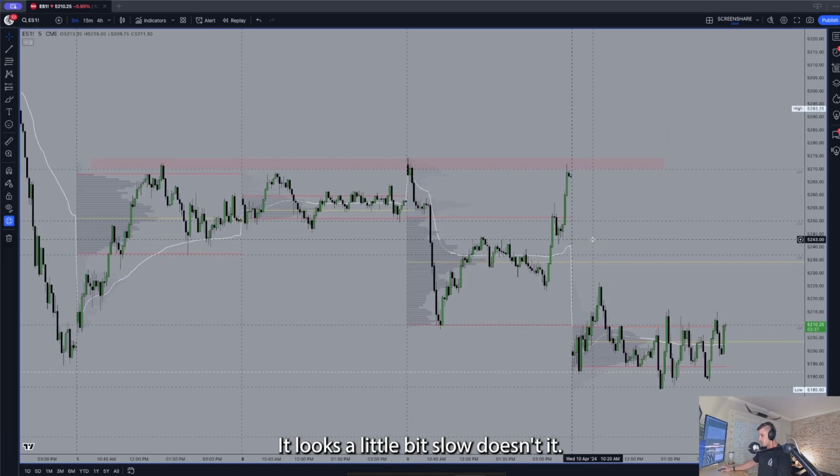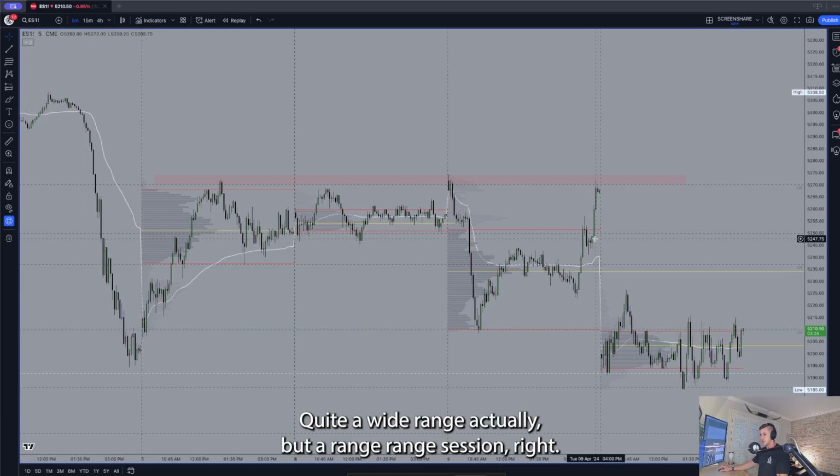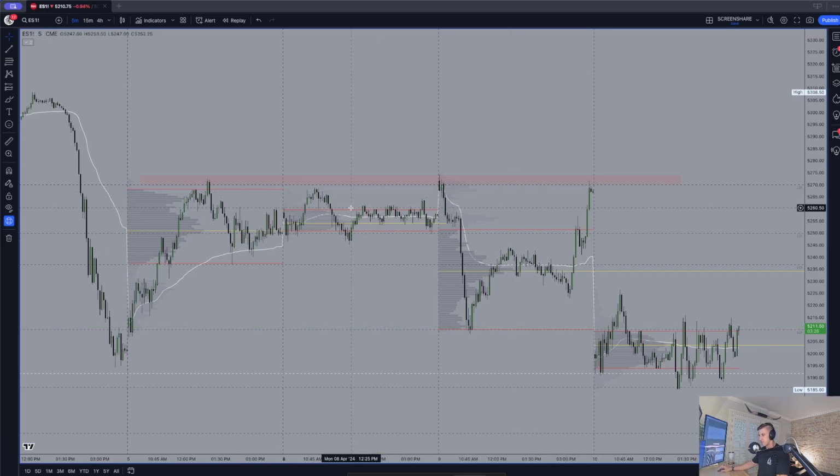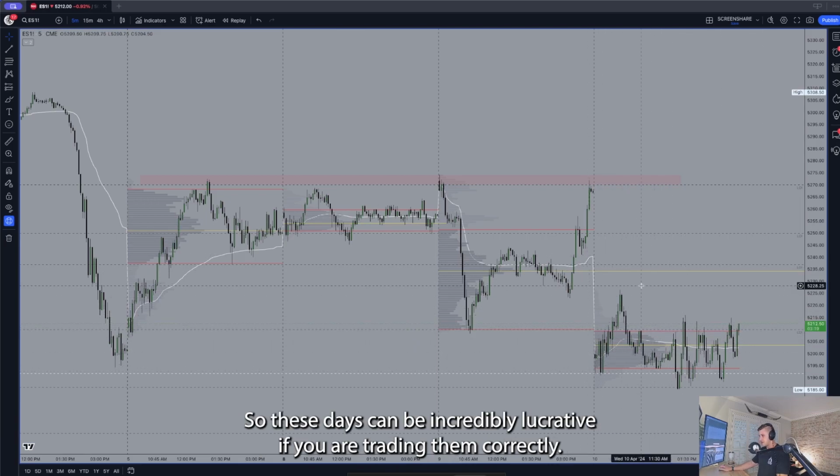it looks a little bit slow, doesn't it? It's just a rotational, tighter range type of day. Well, not really tight, quite a wide range actually, but a range session, right? Much wider than what we saw on Monday, but nonetheless, still a range, no direction. So these days can be incredibly lucrative if you are trading them correctly.